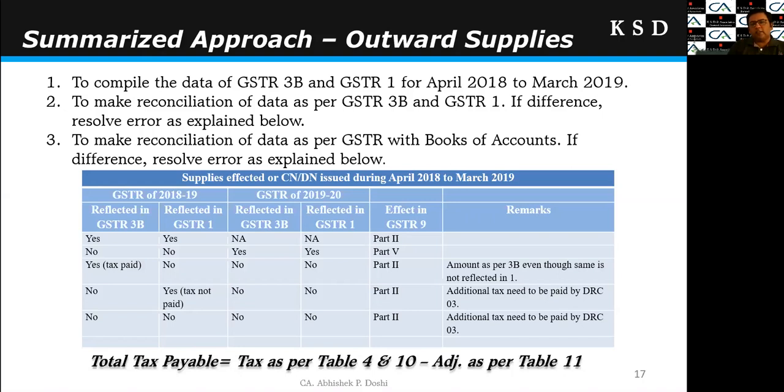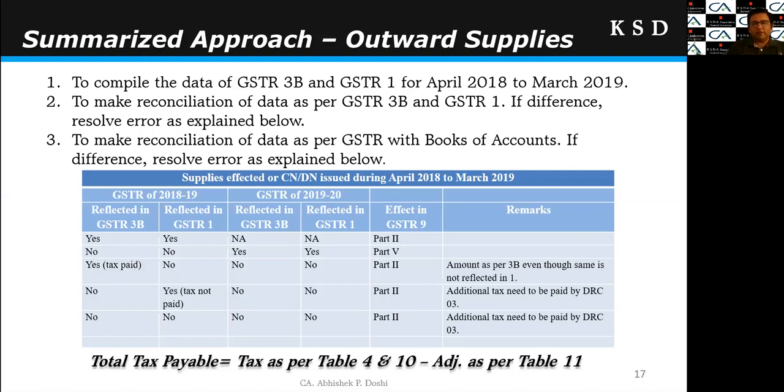Then the transaction which is completely missed out, I have not reported in the GSTR 3B or 1 of 1819 as well as the GSTR 3B or 1 of 1920. In that case also I will report that transaction in part 2 of the GSTR 9, that is in table 4 or table 5, and there will be short payment of taxes and the same needs to be discharged through the DRC 03.